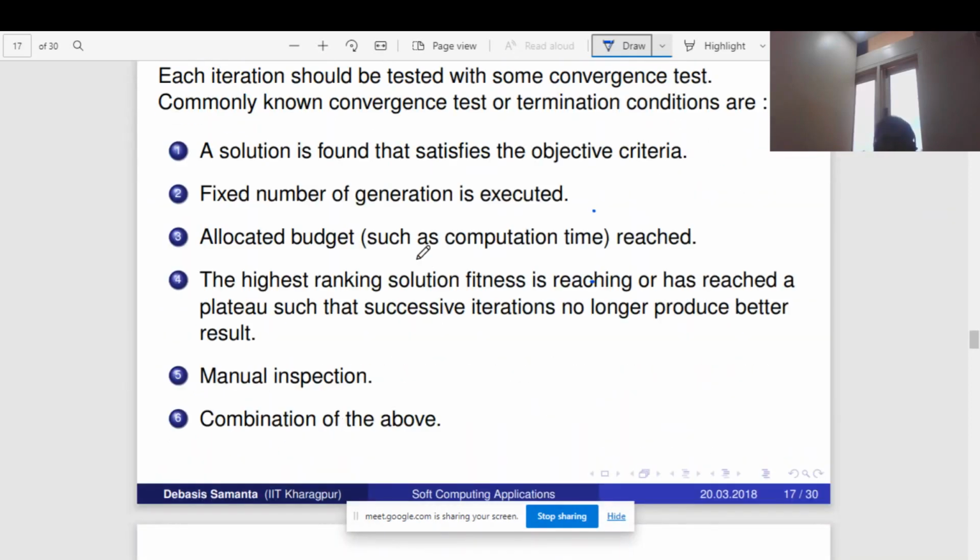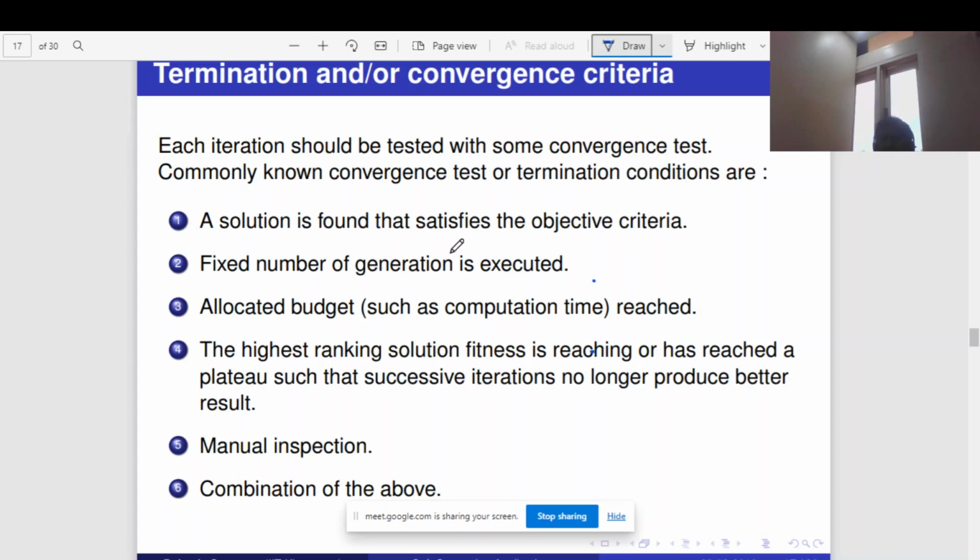So here is a list of situations to decide the convergence criteria. You cannot say that there is one rule. It varies with the problem, with the computational power, and with several other factors. So this is one situation under which the convergence criteria may be met. What is that? A solution is found that satisfies the objective criteria. Some objective criteria was there, you found a solution which satisfies that, so then you stop.